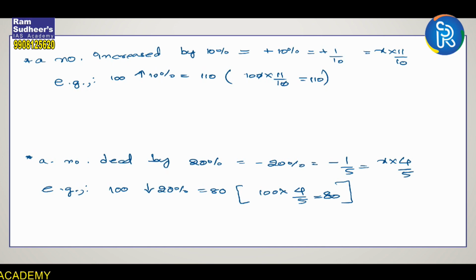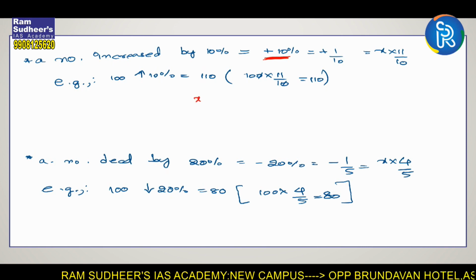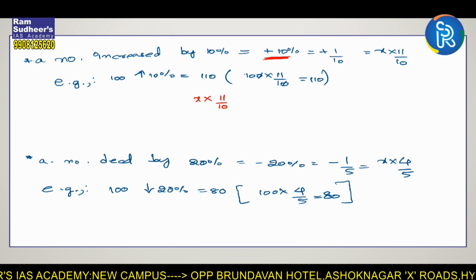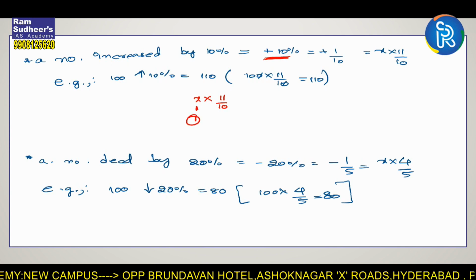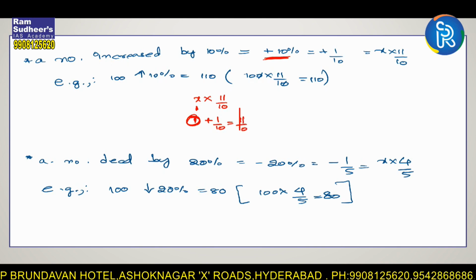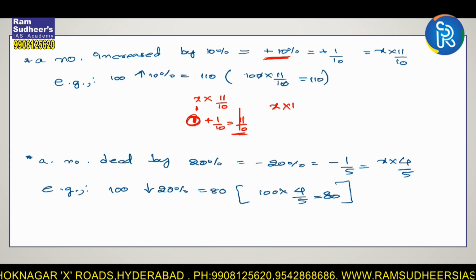In problems related to percentage, you may find a number increased by 10%, a number decreased by 20%. Need not get confused over there, my friends. If a number is increased by 10%, it means the number is increased by 1 by 10. In finding out such a problem, we just multiply the sum with 11 by 10, because here we consider x to be 1 unit, the whole thing to be 1 unit, and plus 1 by 10, this would be 11 by 10. And if it is x, it would be x into 11 by 10.